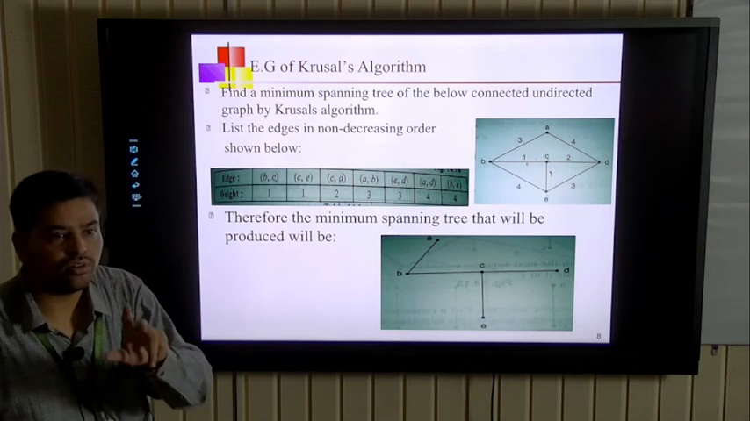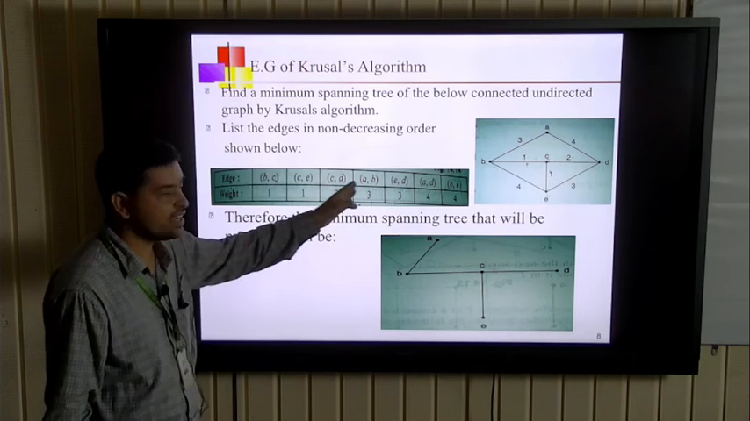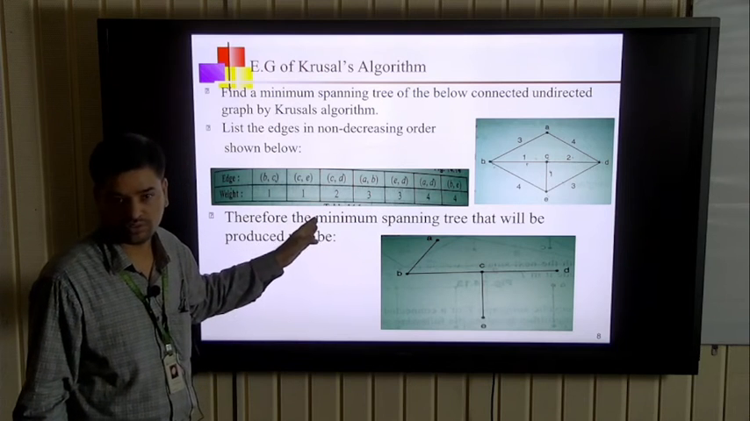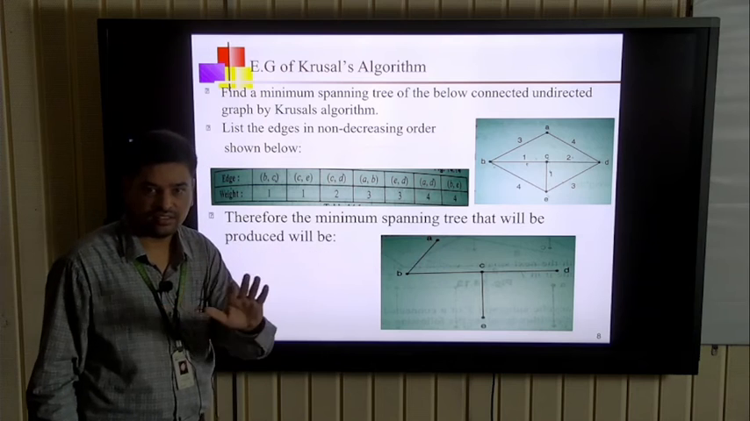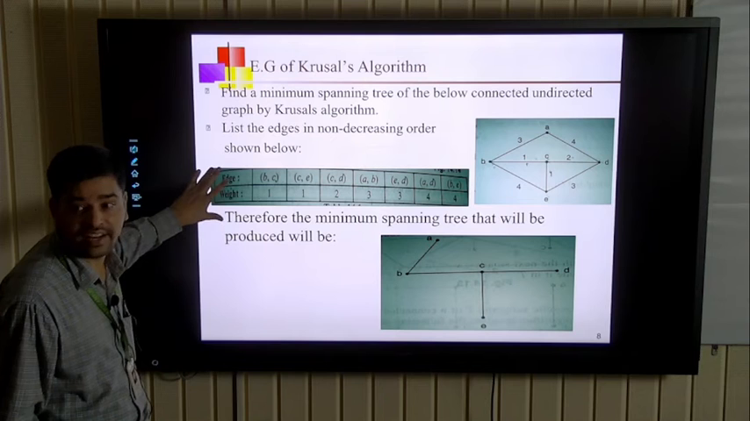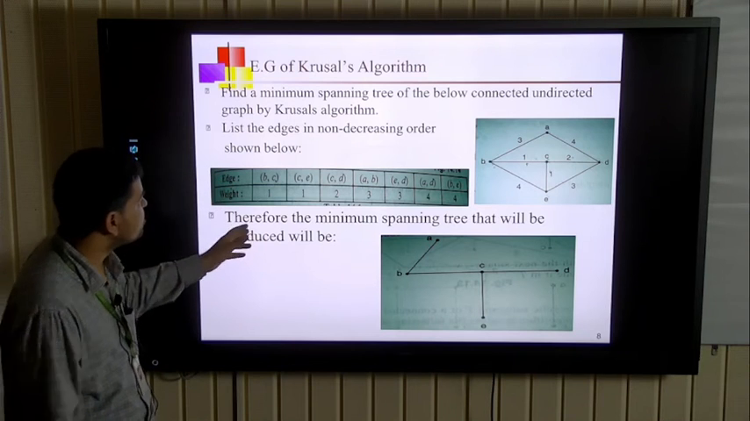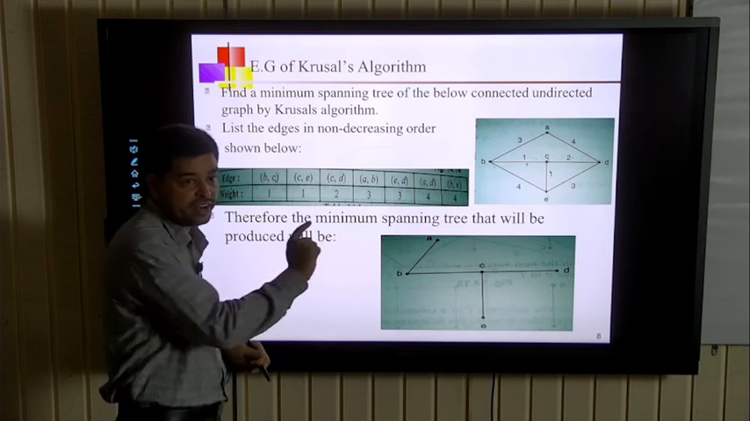So first we apply the Kruskal algorithm. In the Kruskal algorithm, we sort the edges according to their cost: 1, 1, 2, 3, 3, 4, 4. Is it clear? So this is the graph, and this is the set of edges. Now we select the edge of minimum cost and create the spanning tree. Is it clear?